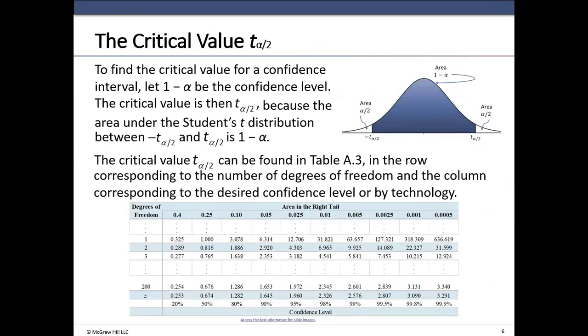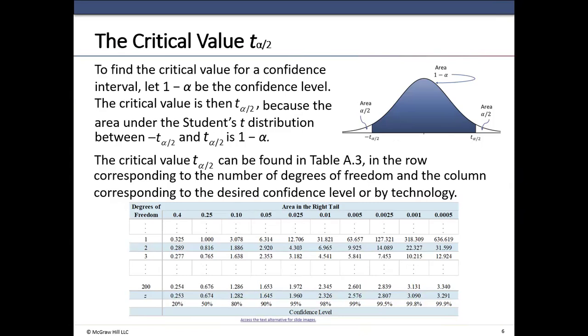To find the critical value for a confidence interval, let 1 minus alpha be the confidence level, which is the area in the center. The critical value is then t alpha by 2, because the area under the Student's t distribution between minus t alpha by 2 and t alpha by 2 is 1 minus alpha. So the critical value on the left tail is minus t alpha by 2, and the critical value on the right tail is t alpha by 2.